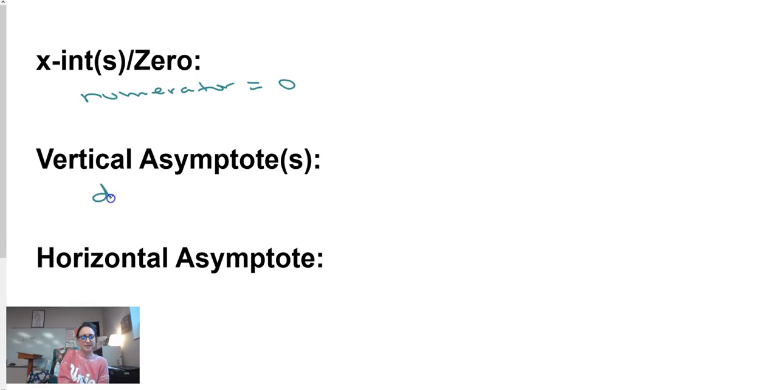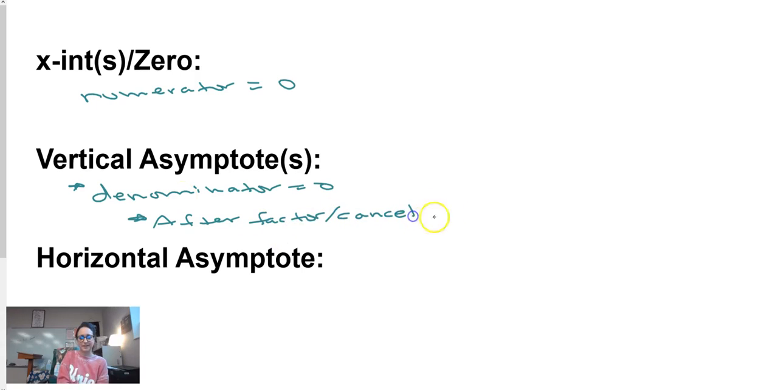So we're going to set the denominator equal to 0, and this is after, if you have factored both numerator and denominator, this is after you factored and canceled any common factors. And then horizontal asymptote, that's where we look at the degree of the numerator versus the degree of the denominator.